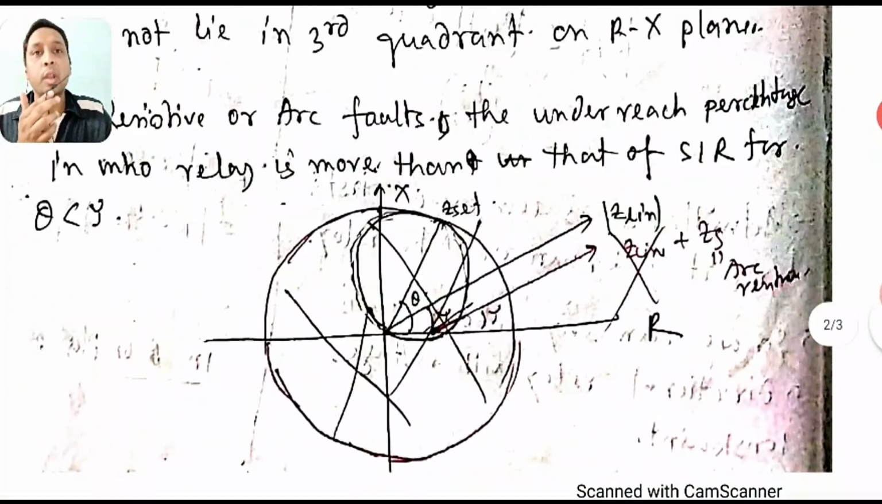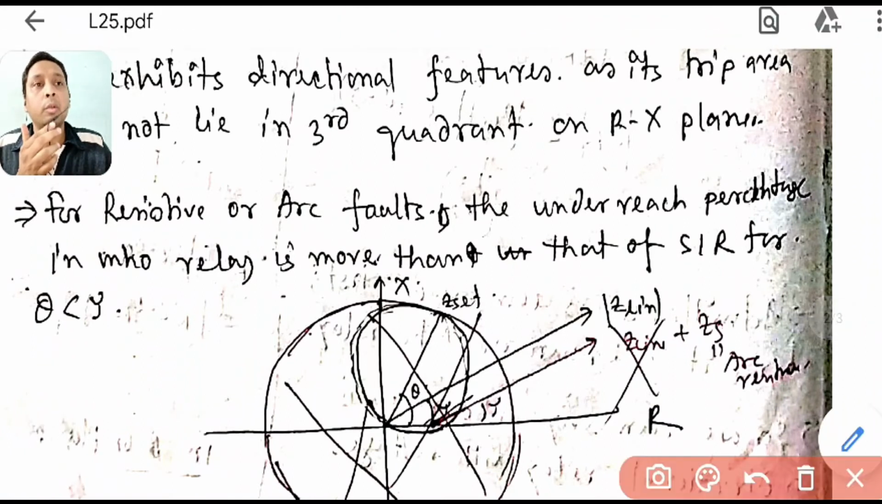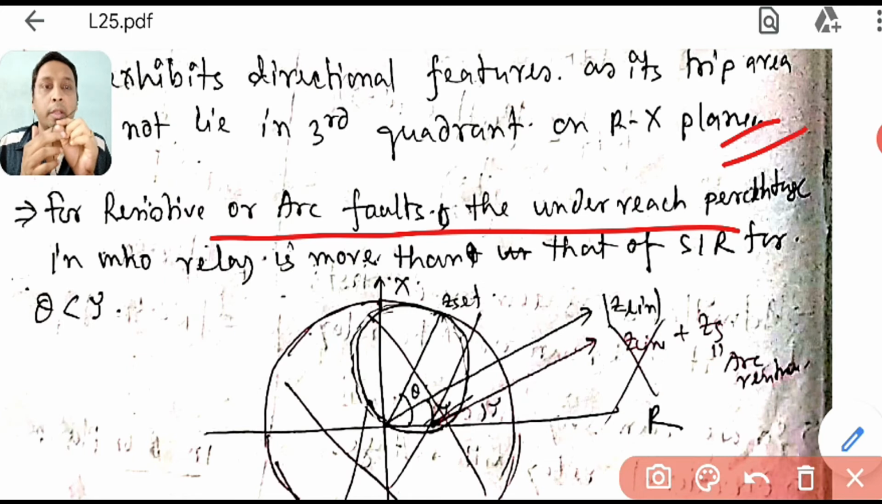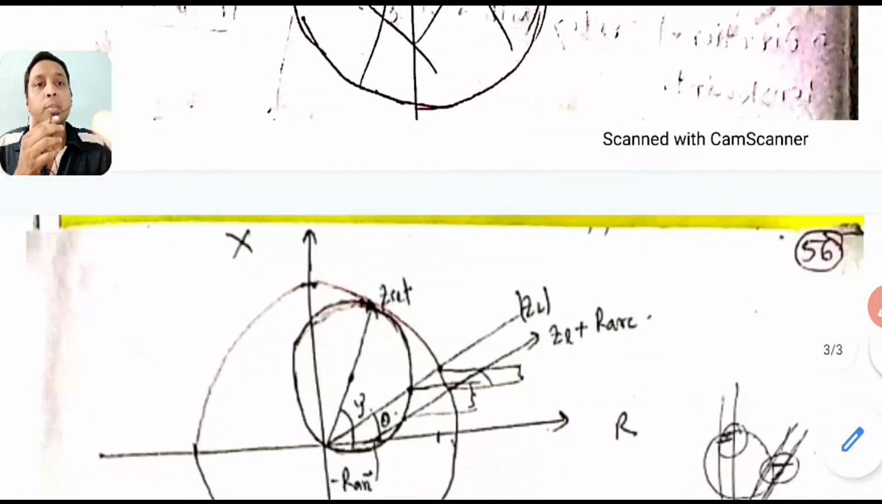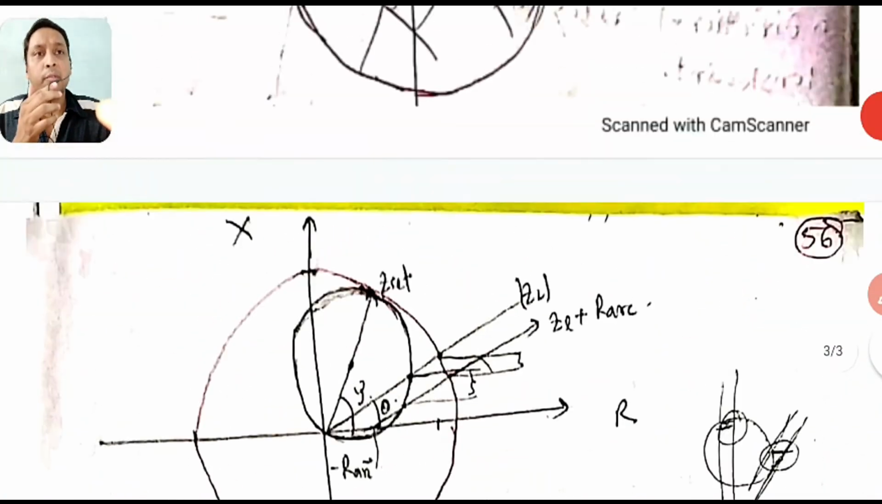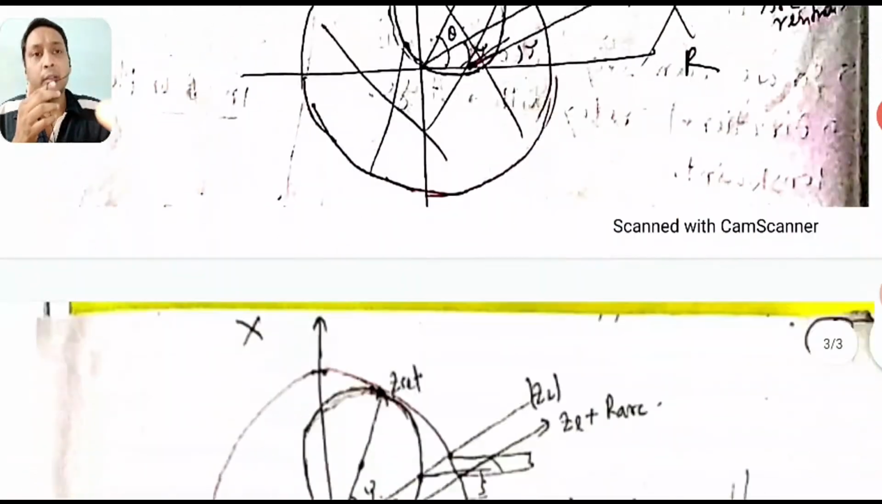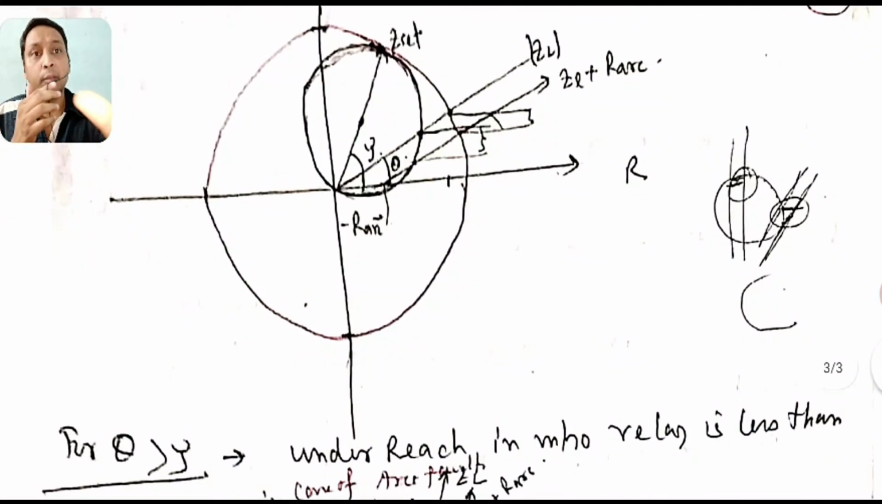Now the last one in the Moore relay. We left off here in the last class. For resistance and arc faults, the Moore relay underreach is more than that of the simple impedance relay if theta is less than tau, and this will be inverse if theta is greater than tau. This can be understood easily with simple diagrams. They are just circles. So the first one is theta less than tau, and I am drawing for theta less than tau.